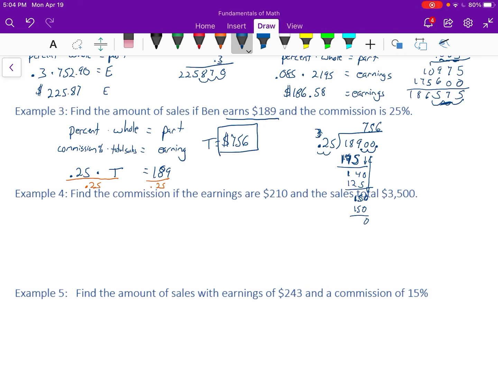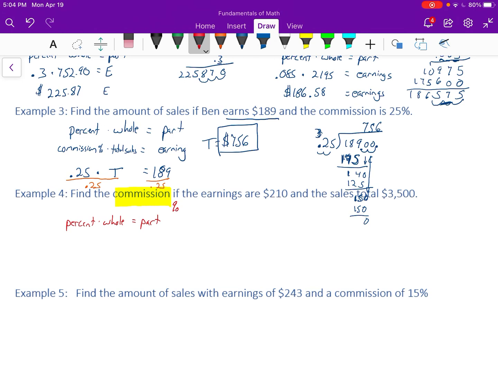All right, next one, find the commission. This time we're looking for the commission, which is the percent. So this is our percent. That's what we want to find. So we know percent times whole equals part.